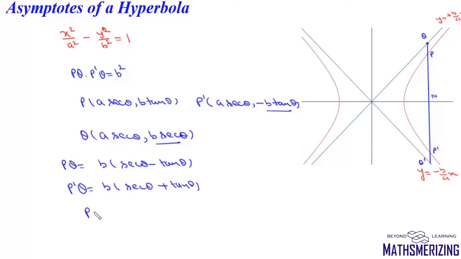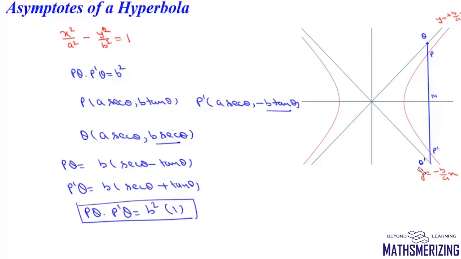So we'll multiply them. We'll write PQ into P dash Q, it'll be B square, and then it'll be secant square theta minus tan square theta, which is simply 1. So we can write that this product of PQ into P dash Q will be B square. And in the same way, we can also prove that PQ dash and P dash Q dash will also be B square.